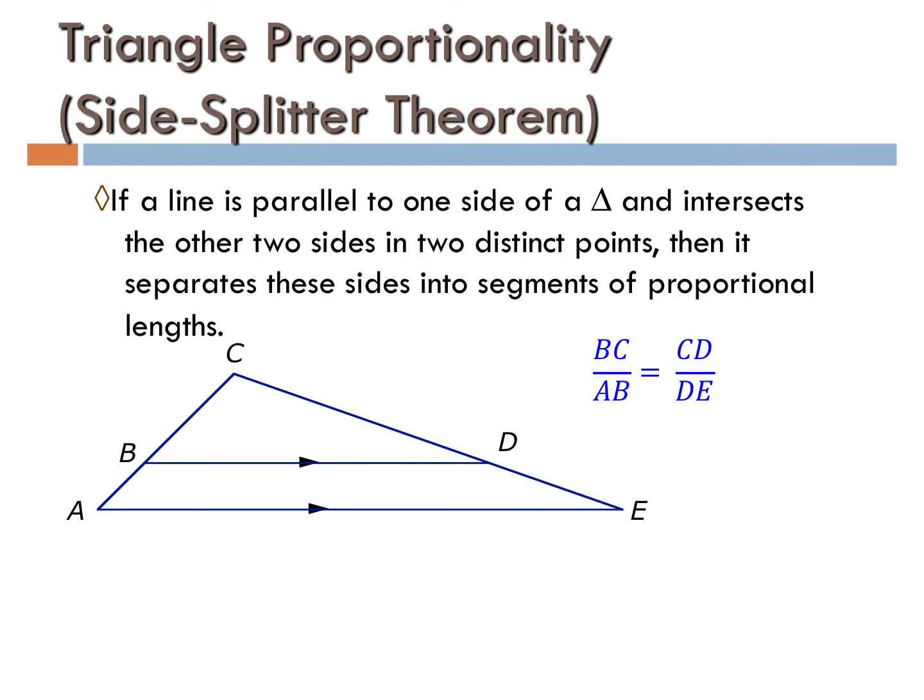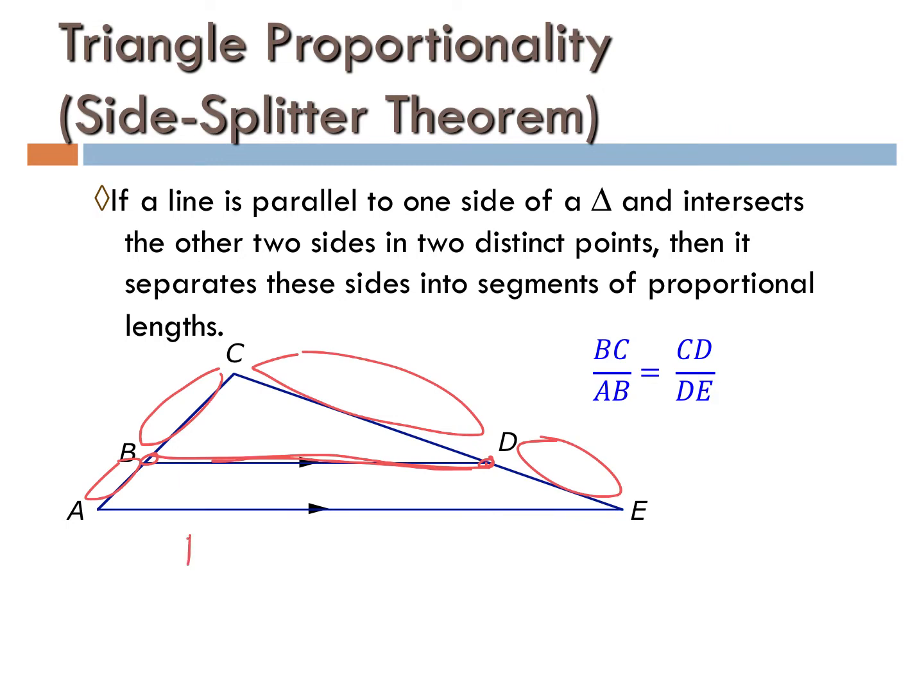What this says is if a line is parallel to one side of a triangle, like here BD, and intersects the other two sides in two distinct points, B and D, then it separates these sides into segments of proportional length. So basically what it's saying is BC over AB is going to equal CD over DE. But as always, I could write these in different orders if I want.